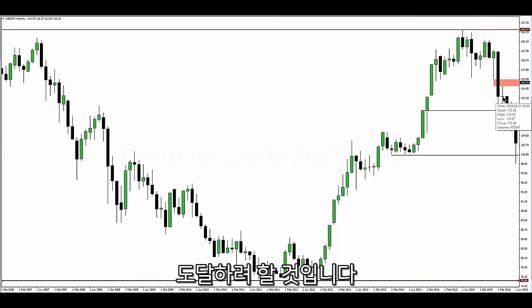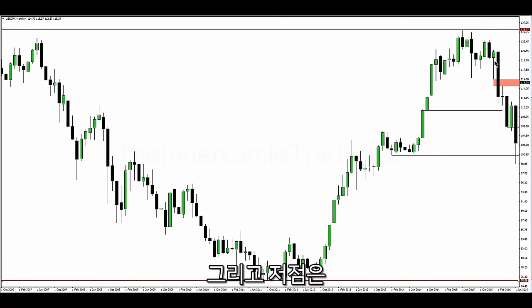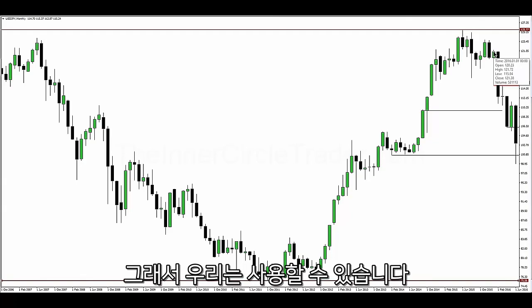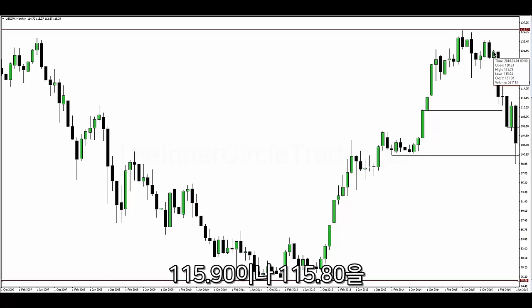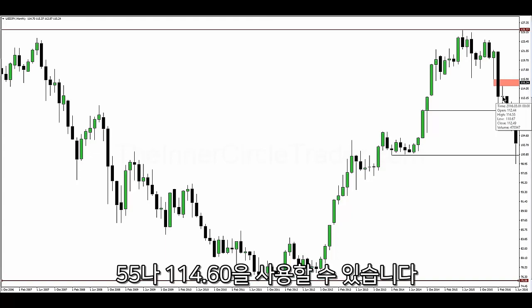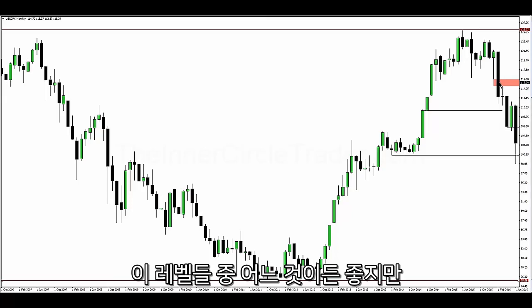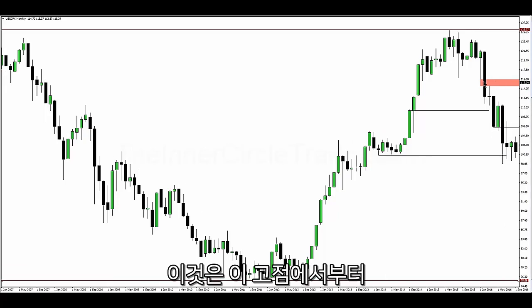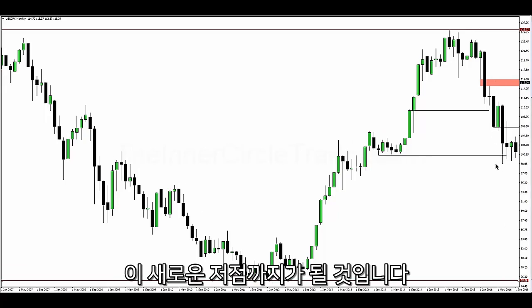the high of this candle, 114.55, and the low at 115.95. So we can use 115.90, 115.80, or we could use 114.55 or 114.60. Any one of those levels would be nice. But this would be what? From this high down to this new low.